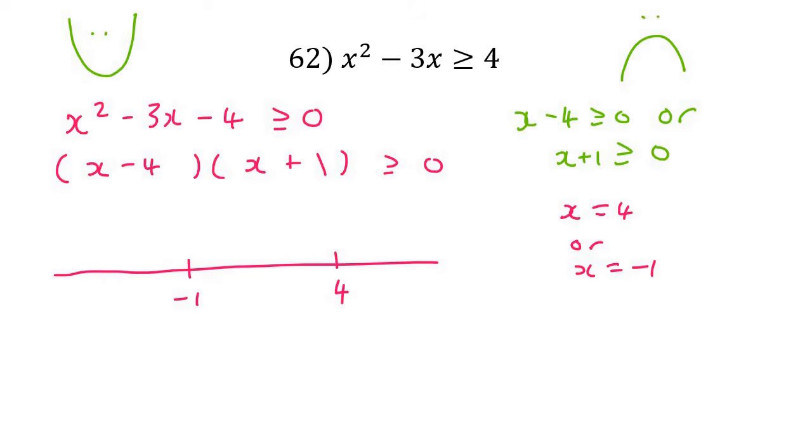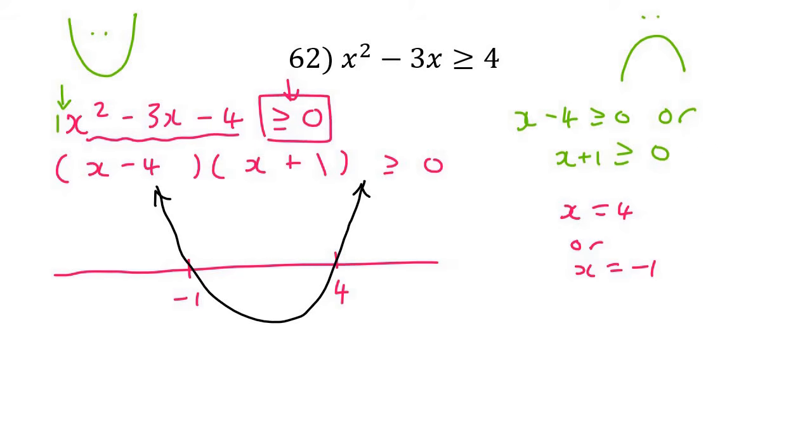Now, the way to tell if we have a happy or a sad is to look at the number in front of the x squared. If it's positive, it's happy. If it's negative, it's sad. So because this number is technically a positive 1, it means it's happy. So we can draw ourselves a happy parabola, like that. And then we need to look at this part here. It says, where is this parabola bigger than 0? So larger than or equal to 0. So when it says bigger than 0, it means above.